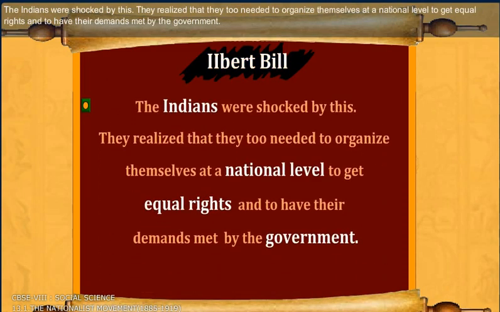The Indians were shocked by this. They realized that they too needed to organize themselves at a national level to get equal rights and to have their demands met by the government.